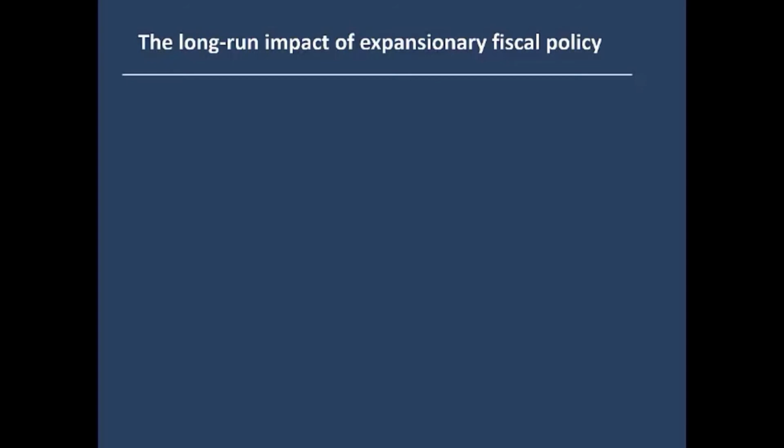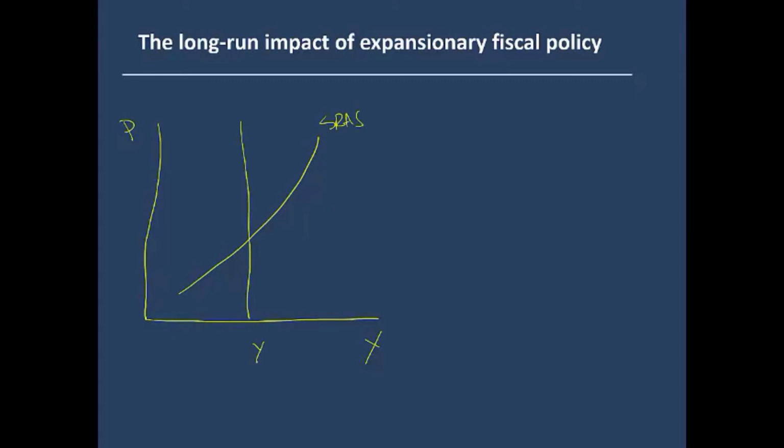Let's think about the long run, the short run and the long run impact of expansionary fiscal policy now that we've got all of these elements in place. So let's draw aggregate supply, aggregate demand. We've got potential output. As usual, we're going to assume that we start off at potential. And so we had this increase in government spending of $200 billion.